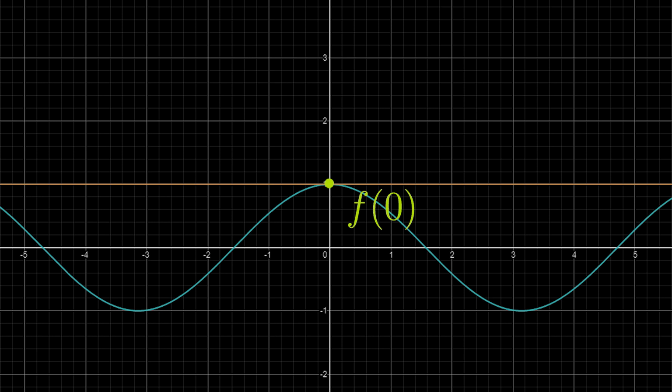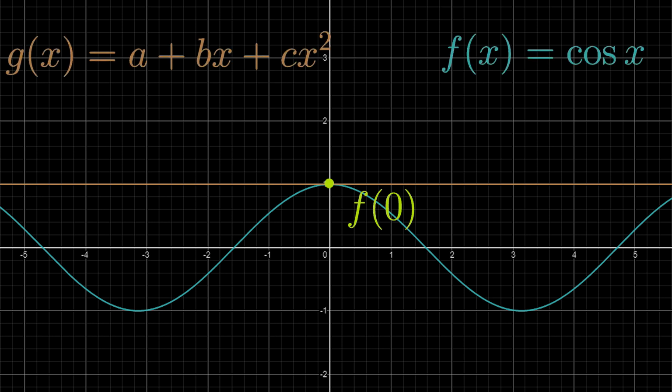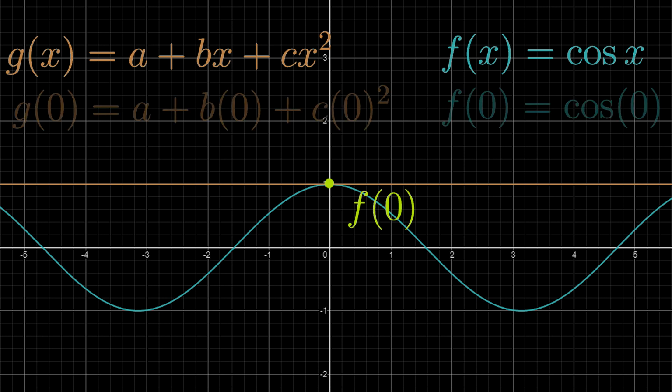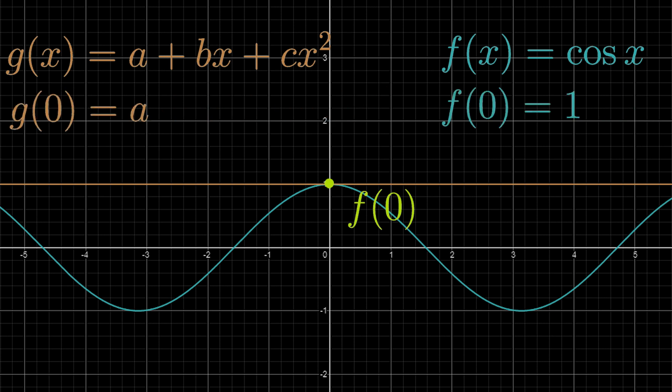Let's try to find a polynomial that models this function. For now, let's ignore all the other terms except the first, second and the third term. We know that the first term is going to be f of 0, or cosine of 0, which is 1. Now the question that remains is what the second term would be.